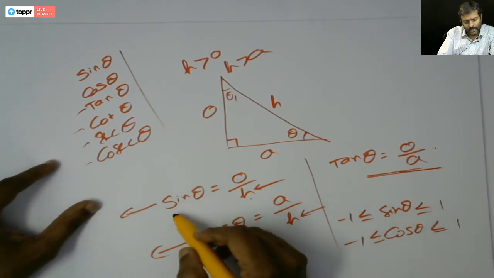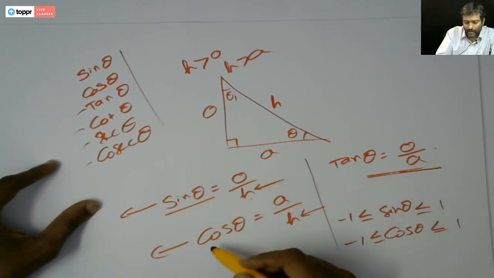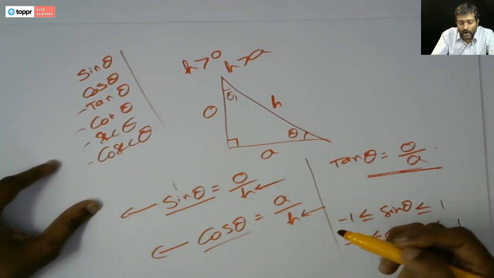And you might know that when you compare sine and cos, cos is an even function and sine is an odd function, right?